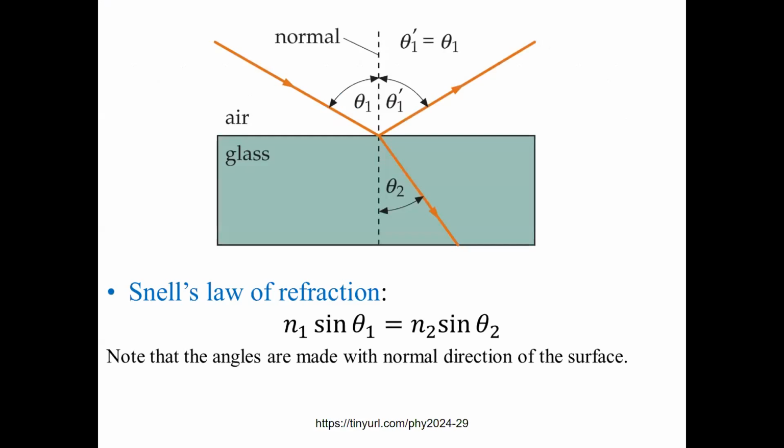With that, when light enters from one media to another media, the direction of propagation of light will change. This can be described by Snell's law, which says the index of refraction in one media times the sine of the incidence angle equals the index of refraction of the second media times the sine of the refracted angle theta 2. So n1 sine theta 1 equals n2 sine theta 2.